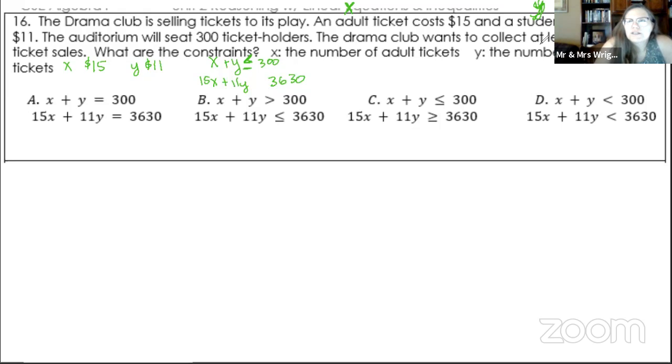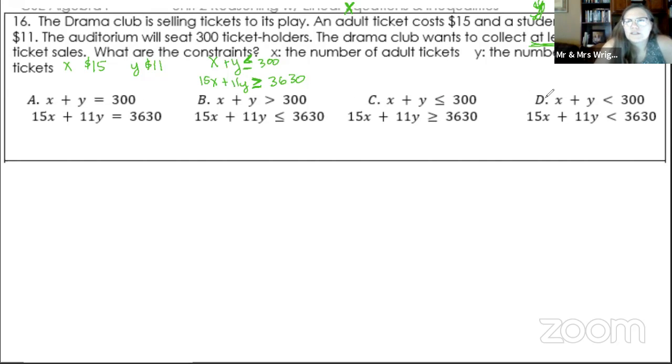Now, it says they want to collect at least this much money. So what would be greater? Would it be what they collect or that number? Well, what they collect, they want to be greater. So it's going to be that way. And it says at least. So are they going to be happy if they get exactly $3,630? They will be happy. So it's going to be greater than or equal to.